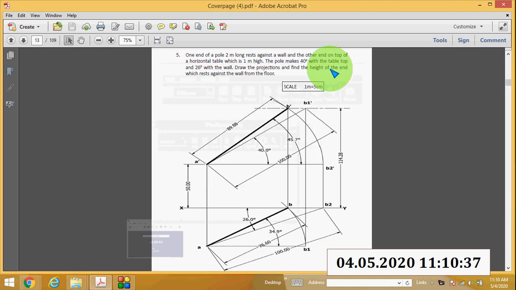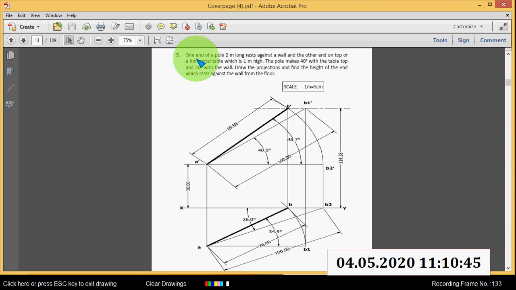Good morning. Today I will explain another problem of projection of line. It's an application problem. First I will explain the problem. Here there is a pole. I will first draw the quadrant system. This is the vertical plane and this is the horizontal plane.